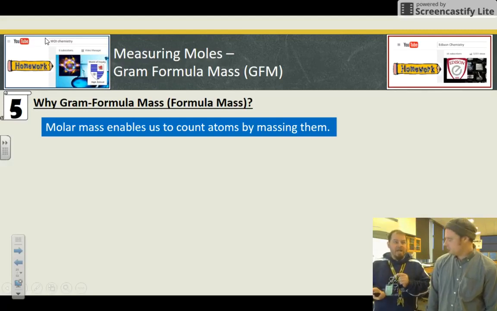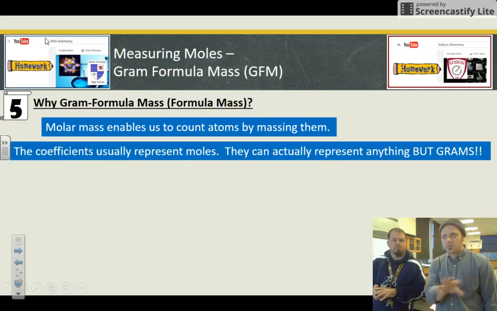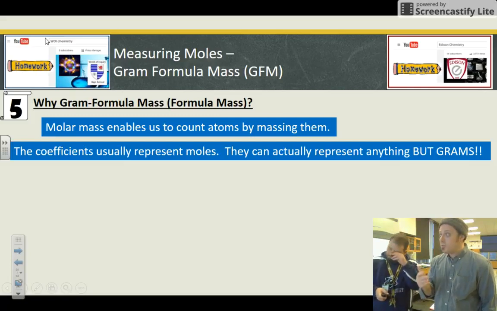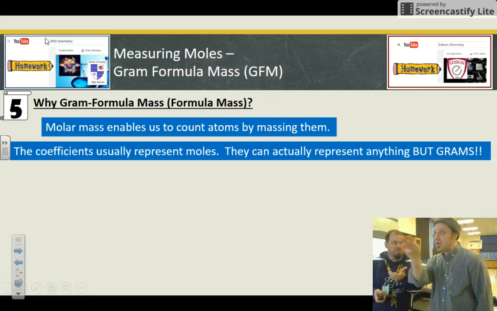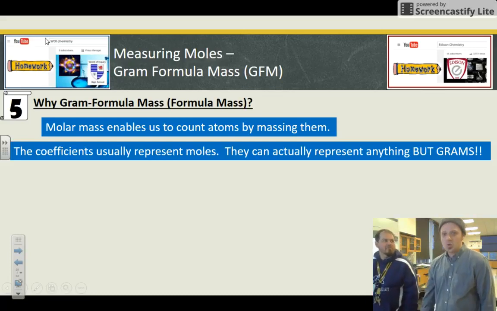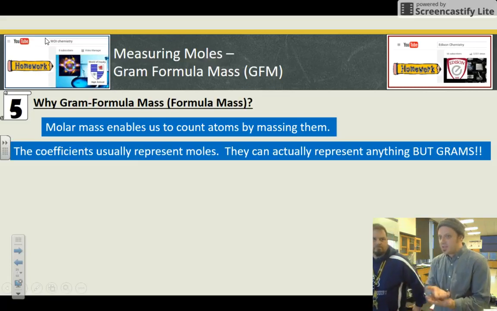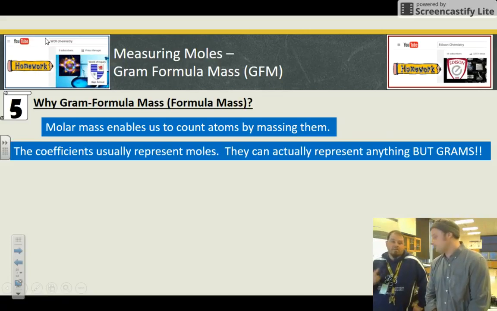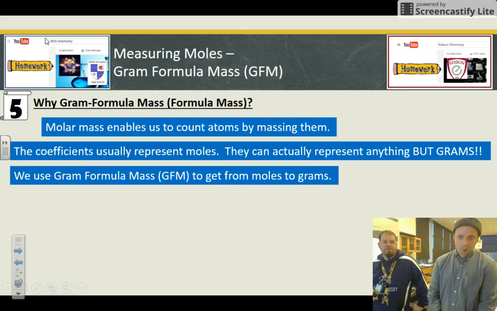We need to know things react 2 to 1, 2 moles to 1 mole, in whole number ratios. Let's relate that back to something simpler. If you're going to make raisin bread, the recipe doesn't say use 373 raisins. It says use this many grams of raisins, or 2 cups. You can measure by putting things on scales, and you can count that way, and that's what we're going to be doing. Counting by massing. Again, the coefficients cannot be grams. Do not forget that.